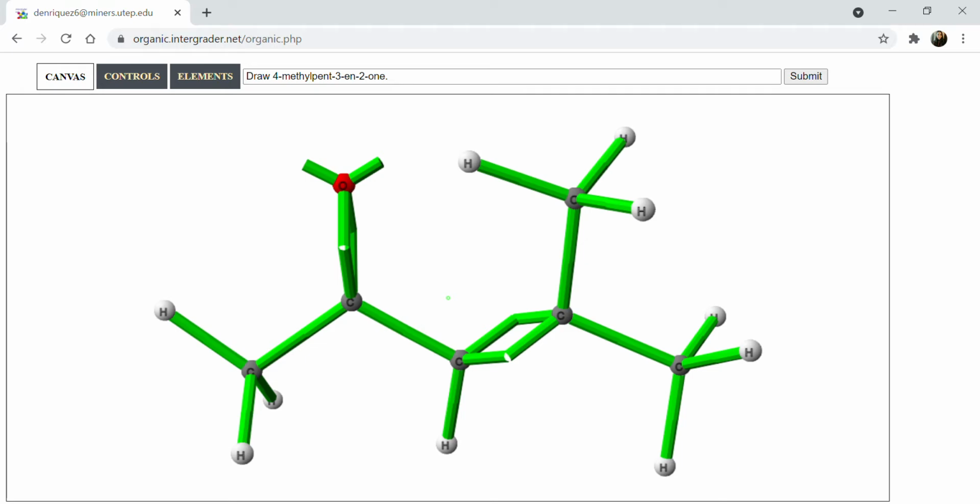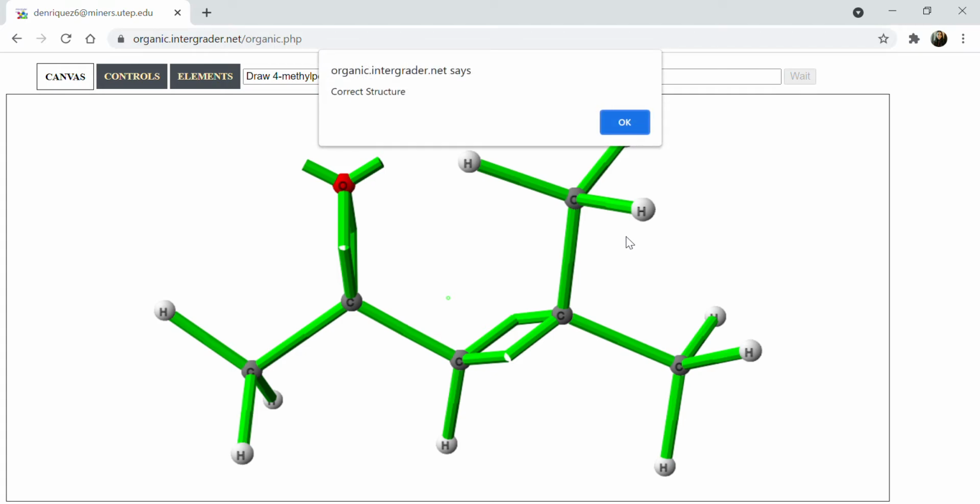And yeah, there's no E/Z as you can see because these are the same priority. So there wouldn't be an E or Z.